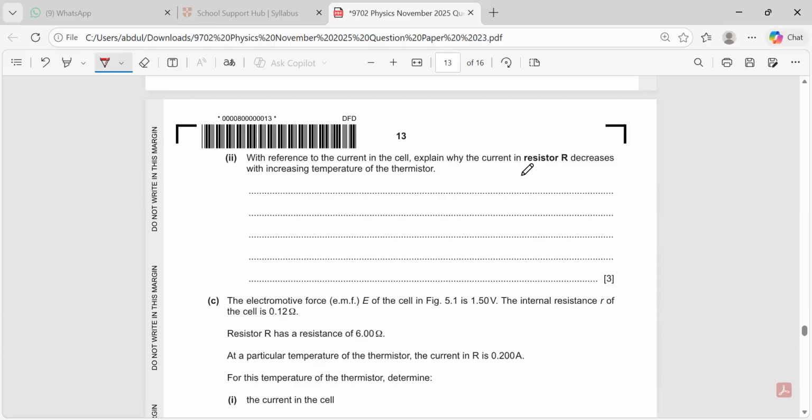This is a bit tricky question. Okay. Now, my dear friends, to explain this, let me go back to the diagram.